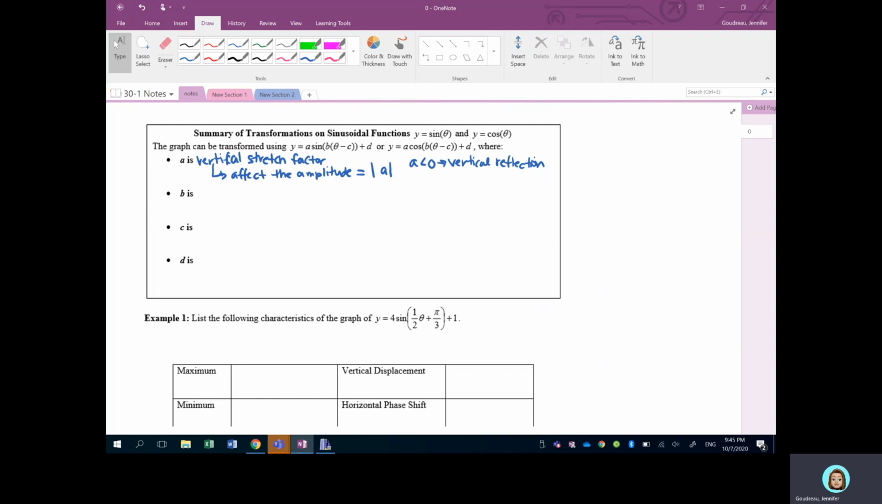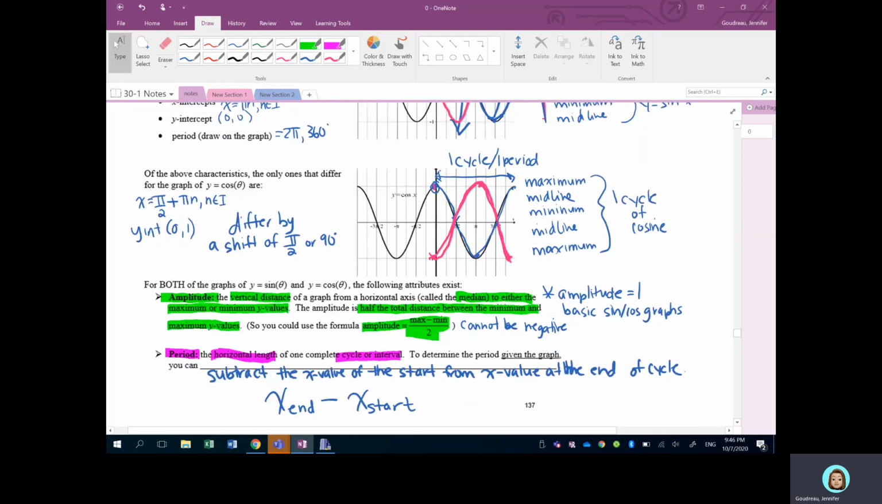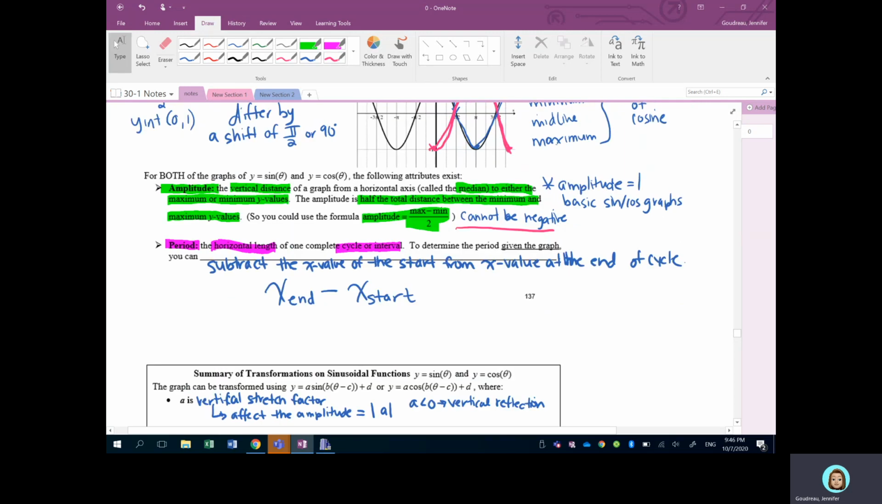Again, we need to be careful. If A is negative, but we are commenting on the amplitude, we use the absolute value of A, because we said over here that the amplitude cannot be negative. So that's why we're using the absolute value of A.